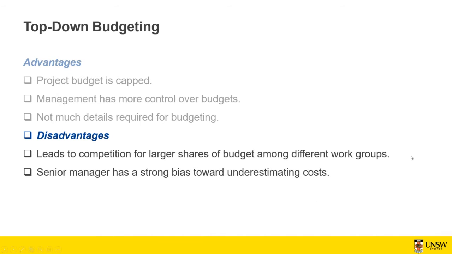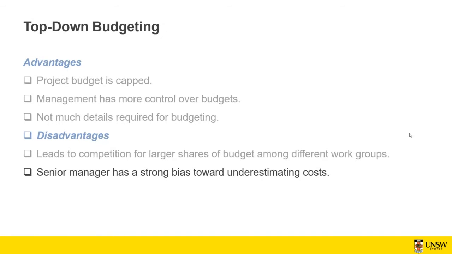But the disadvantages is going to lead to competition for larger shares of budget among different work groups. So this is a tricky one because you specify budget for different work, but you may specify more for some work and less for others. And the people with less budget, they may complain. They cannot do the work with that amount of budget, and they may compare it with another group and say that you specified a lot of budget to other groups for their work, but we are lacking budget in order to do our work. So these kind of things also may happen, which is not going to be helpful for your project.